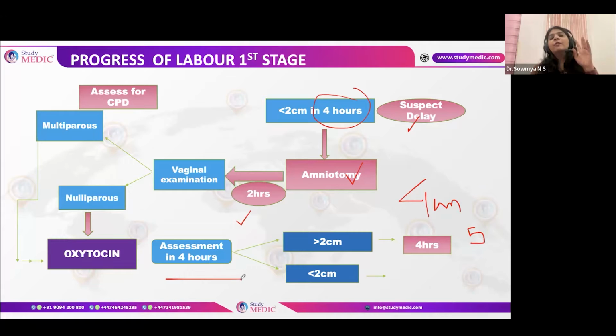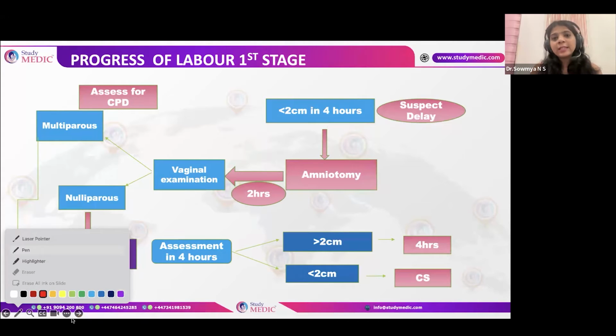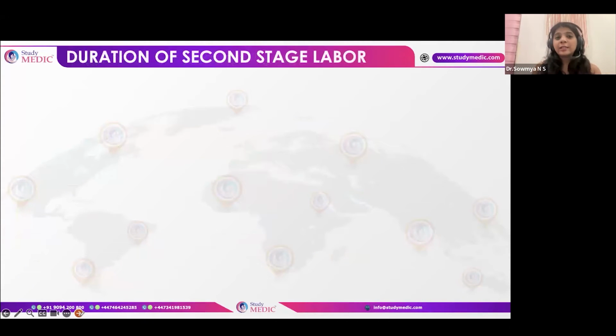The point is, when you do an amniotomy, you assess in 2 hours. When you give oxytocin, you assess in 4 hours. The reason being, the amniotomy is the natural release of the prostaglandins. You can't titrate. But with oxytocin, you can definitely titrate the dose and get the contractions on board. That's the reason for 2 and 4 hours. And if it is less than 2 centimeters in 4 hours in a multiparous lady, always think of malpositions and CPDs, and probably she might need a cesarean section at that point of time, and you have to discuss with the consultant. Obviously, instrumental delivery or cesarean section depends upon the consultant's decision.